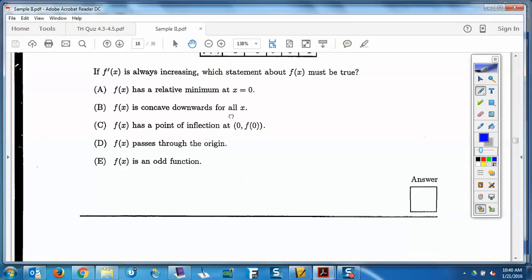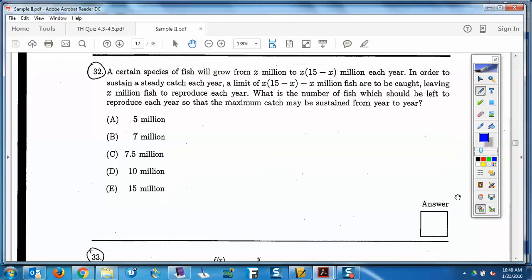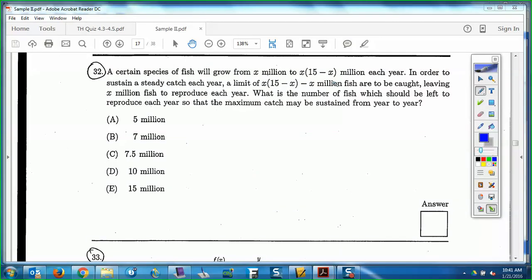Okay? Good. Then 32. 32 is a little bit interesting. I think the hardest part of this is just the wording. Certain species of fish will grow from X to this each year. In order to sustain a steady catch, a limit of this, which is just those subtracted, are to be caught, leaving X to reproduce each year. In other words, it's going to grow from this amount to this amount. So that's how many they want to let them catch, right? However many new fish, they're going to let them catch that many, so that way there's always the same amount of fish at the end of the year, right?